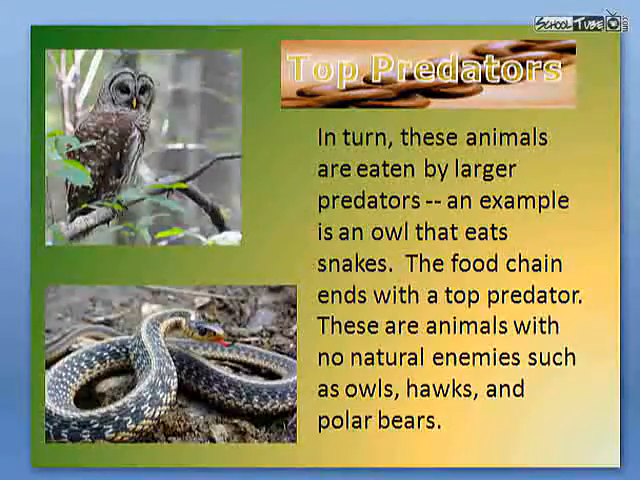In turn, these animals are eaten by larger predators. An example is an owl that eats snakes. The food chain ends with a top predator. These are animals with no natural enemies, such as owls, hawks, and polar bears.